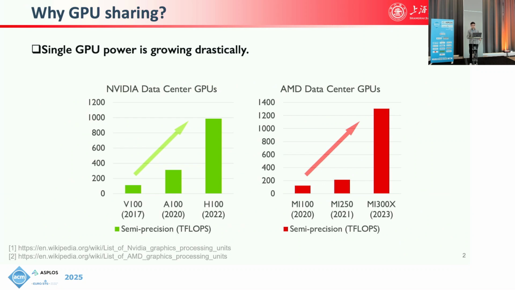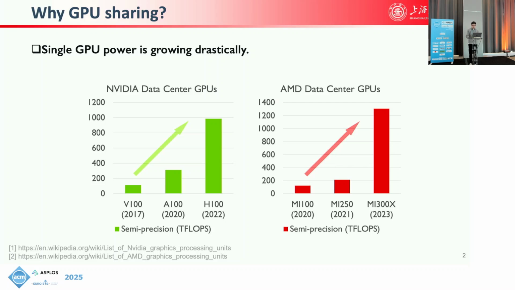So first, let's address the question: why do we need GPU sharing? There is a clear trend that the computational power of a single GPU is increasing dramatically. Take NVIDIA's data center GPUs as an example: with the evolution of architectures from Volta to Ampere and now Hopper and the upcoming Blackwell, a single GPU can deliver significantly more compute resources than ever before.